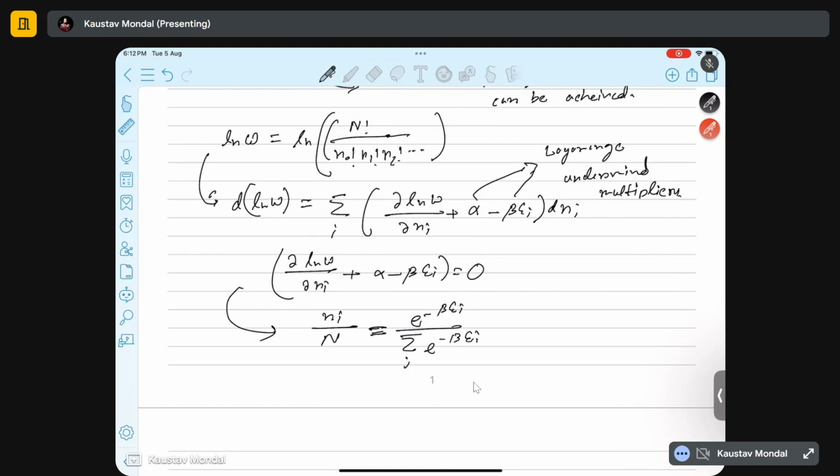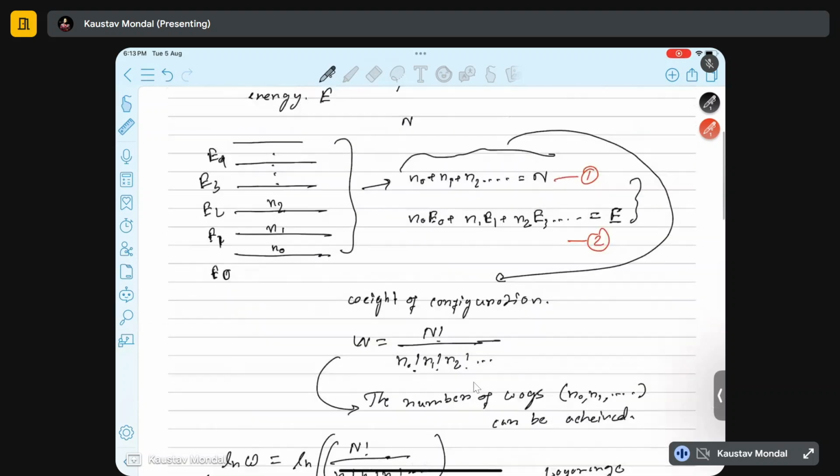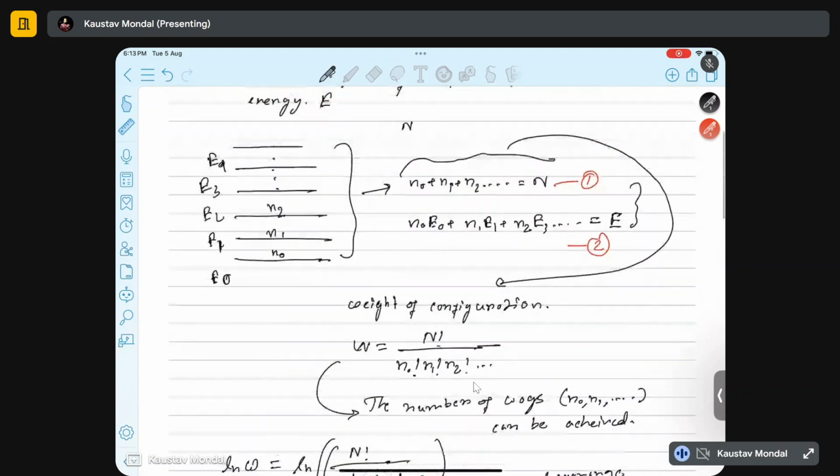This we call the most probable distribution, which is nothing but the Boltzmann distribution. This particular type of distribution is known as the Boltzmann distribution. Now basically this distribution tells us how these particles are distributed.